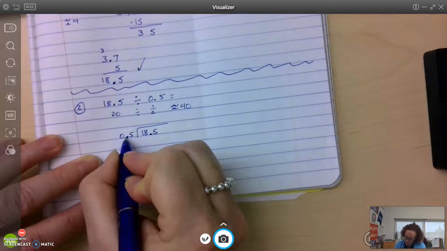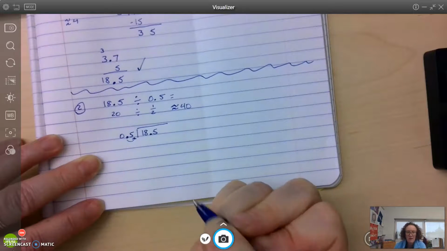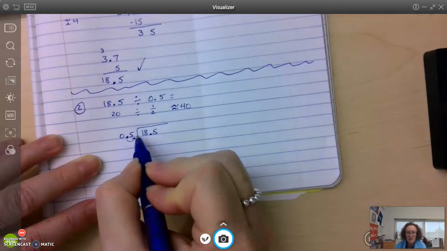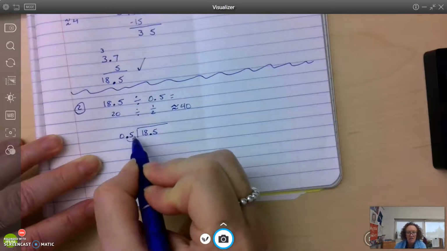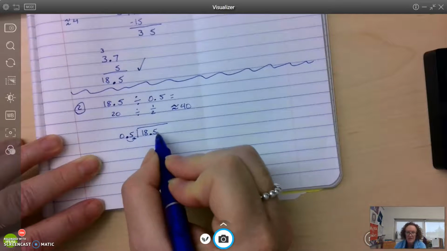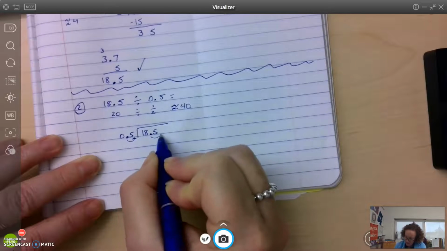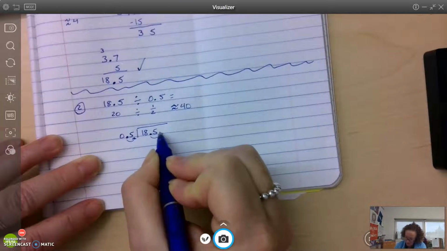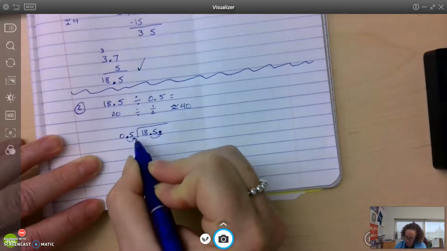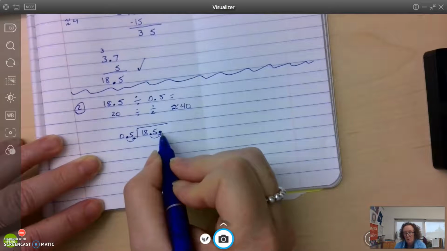So to get rid of that decimal, I would have to multiply times 10. So I would take this number and multiply times 10 to make that 5. If I'm going to multiply this times 10, I also have to multiply this times 10. So if I multiplied 18 5/10 by 10, it would move the decimal over here. So in both cases I have moved my decimal over one place.